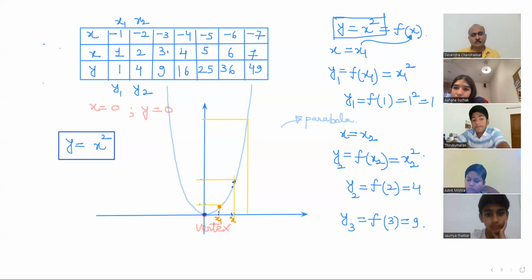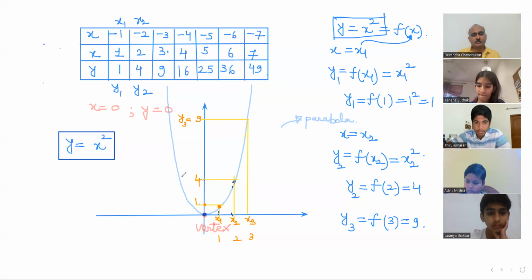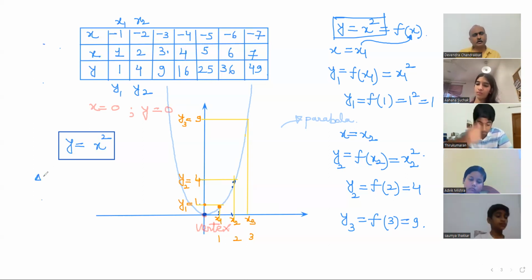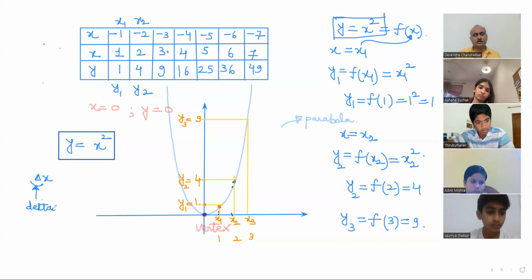This is x1, this is x2, this is x3. This is 1, 2, 3. This is 1, 4, 9. This is y3, y2, and y1. Right? अब एक बात बताओ. All of you please pay attention. Don't write anything. I'll give you enough time to write. Do you know what is the meaning of this delta? This symbol is called delta, a small triangle. This denotes a change.